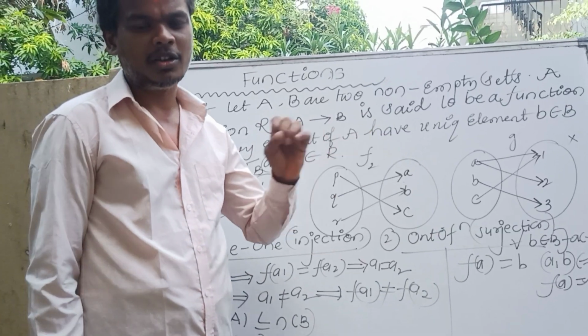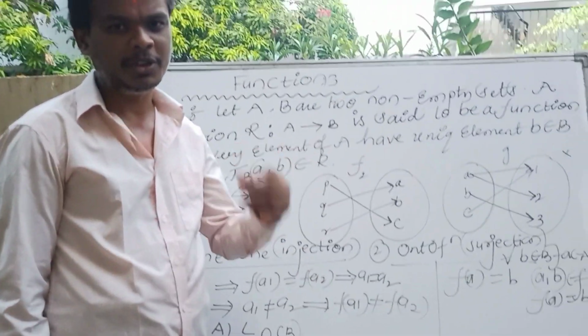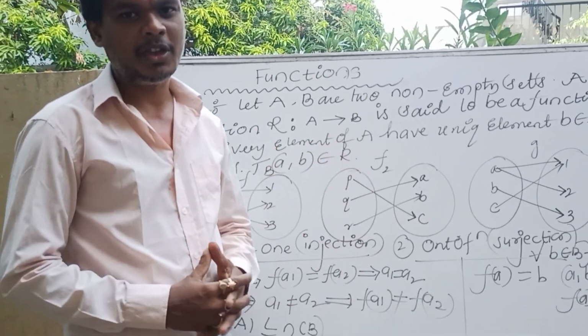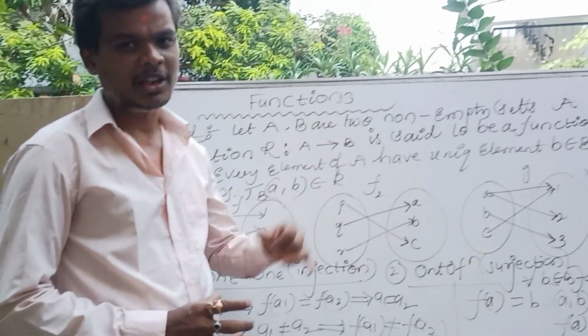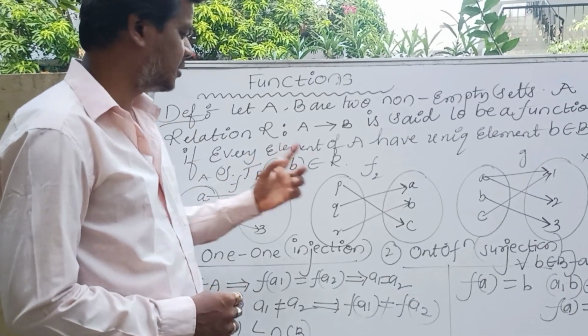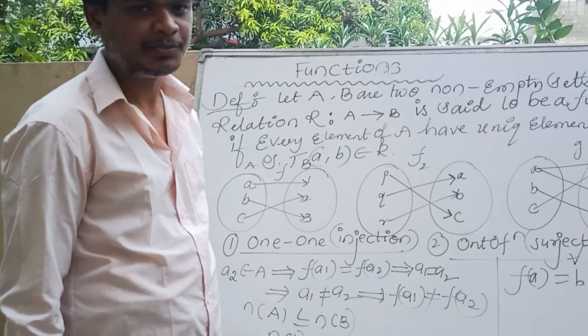Let A and B be two non-empty sets. A relation, a mapping from A to B, is said to be a function if for every element a of A there exists a unique element b belonging to B such that (a, b) belongs to R. Such a relation is called a function.